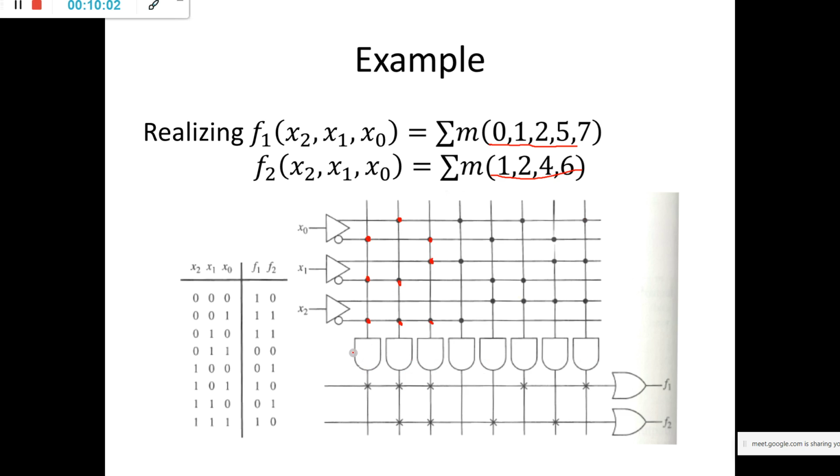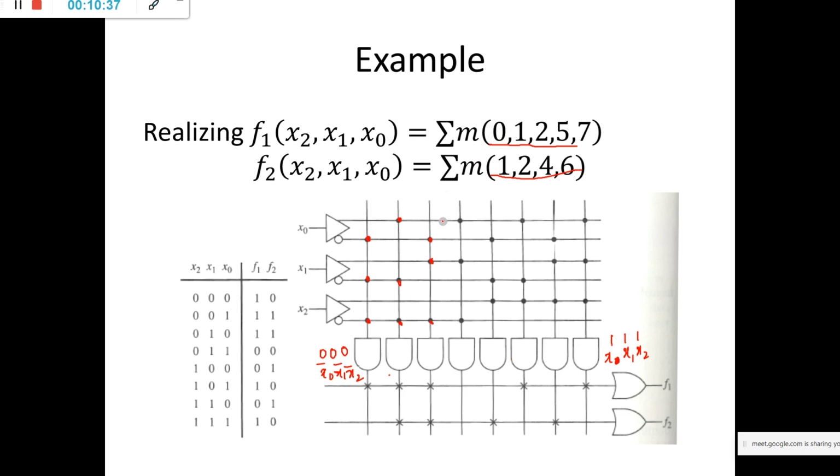So here we have the product terms. What will we have here? X0 bar, X1 bar, X2 bar. Similarly, at the end we have X2, X1, X0, that is 111, and this is 000. So we have product terms generated from 000, 001, 010 up till 111 at the output of these AND gates.